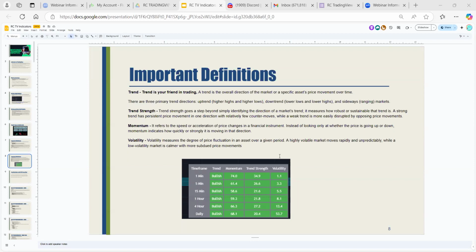Then momentum. Momentum is similar to trend strength, but it signifies the velocity, the acceleration, right? At what rate is it going up? Is it a quick move up? Can we expect a very quick move up or quick move down? That will tell you the momentum. So what is the speed or acceleration of price changes in the instrument?